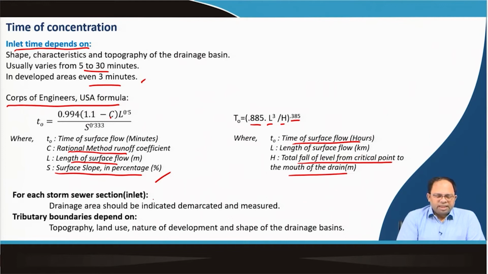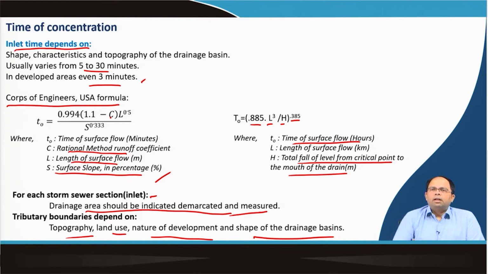For each storm sewer section, for each inlet, the drainage area should be indicated, demarcated and measured. So, this is the first requirement. That means for each inlet we should know exactly what the drainage area is, and tributary boundaries depend on topography, land use, nature of development and shape of the drainage basin. Based on that we can determine the catchment of that particular point. So, for each point in the network there is a catchment area. We will show this in a subsequent lecture, where we will do a detailed lecture on how to determine catchments.